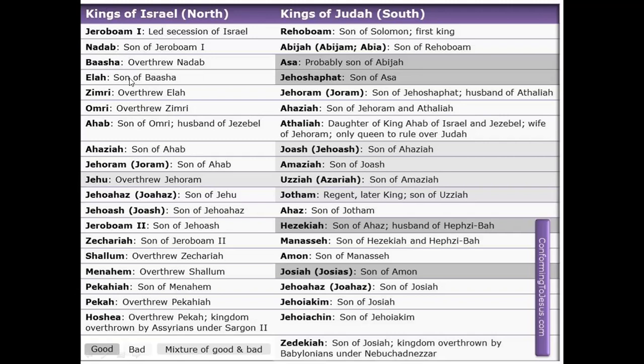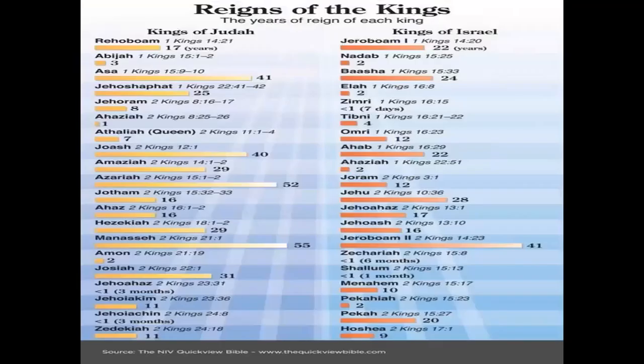Elah, the son of Baasha, took over from his father. Now, he ruled less than 2 years. Probably we say about 2 years, but he ruled less than 2 years. So Elah ruled for just about 2 years. Here we see that whilst he was drunk, Elah was assassinated by Zimri.